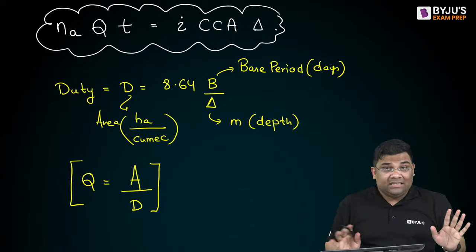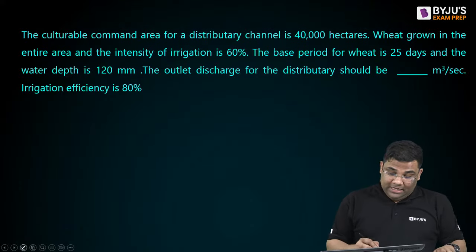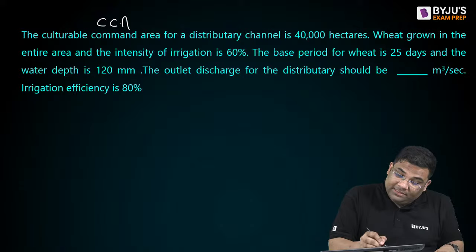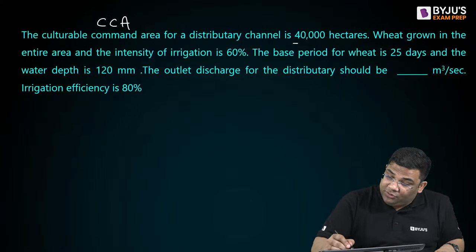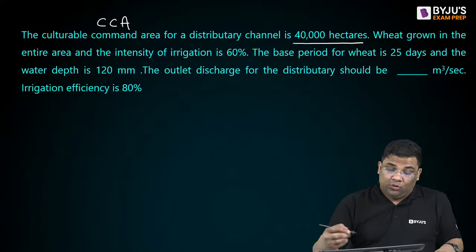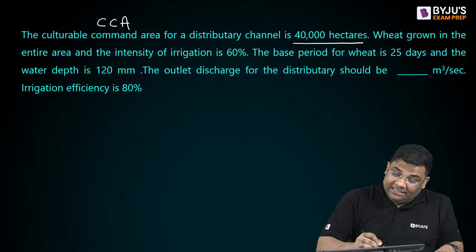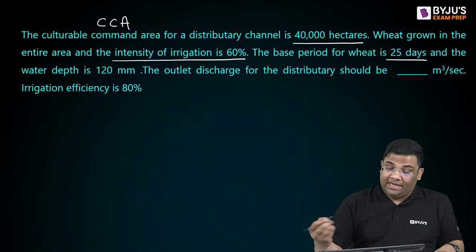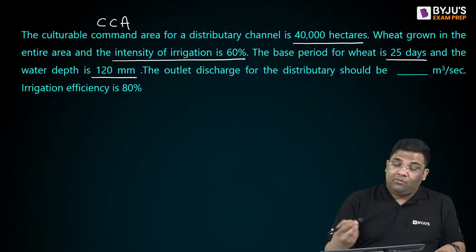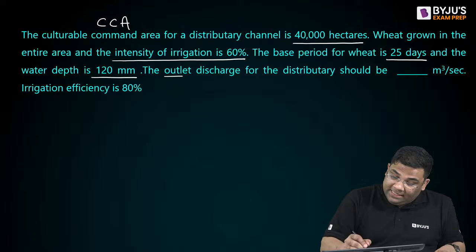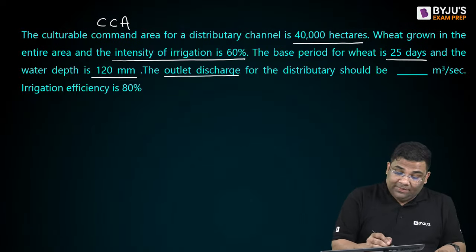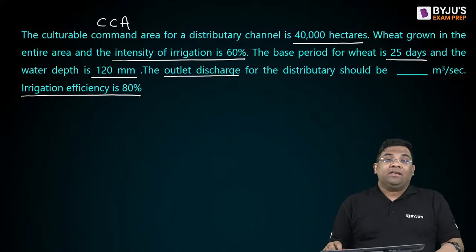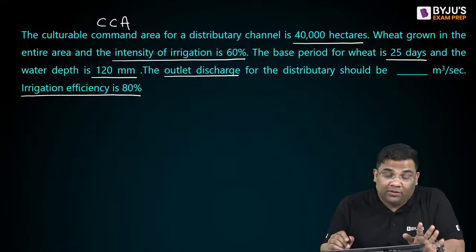Now using this relationship, let us solve some questions. The first question is this: the cultivable command area, CCA, of a distributary canal is this much. Wheat is grown in the entire area and the intensity of irrigation is given as 60%. The base period is given as 25 days and the water depth is given as 120. You have to find out the outlet discharge if the irrigation efficiency is this. If such quantities are given, then obviously we can go for the equation.